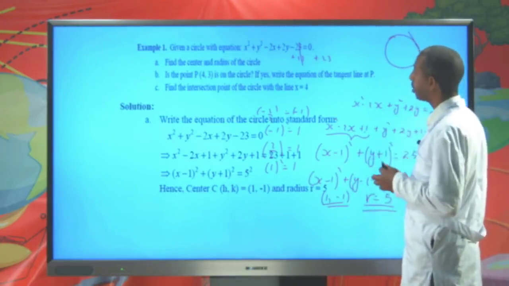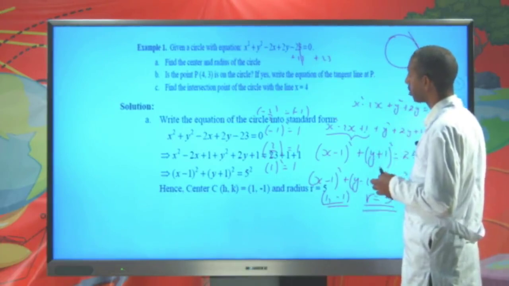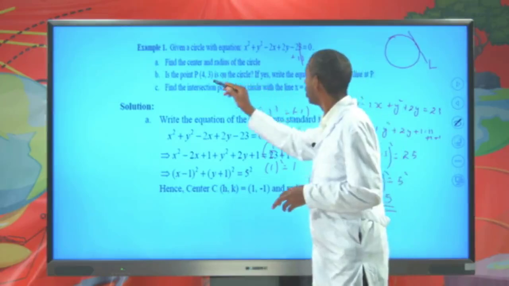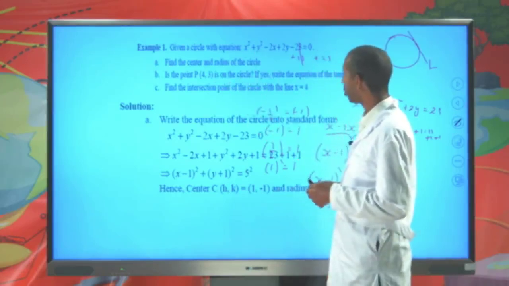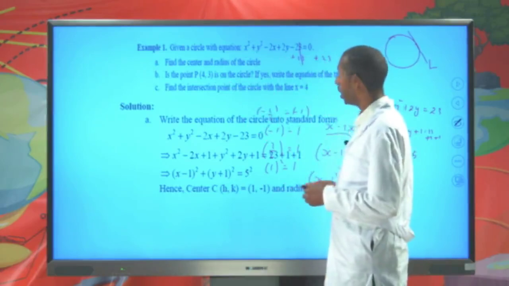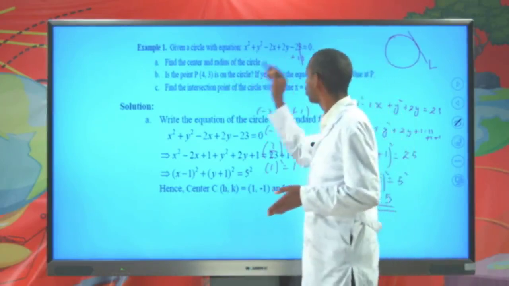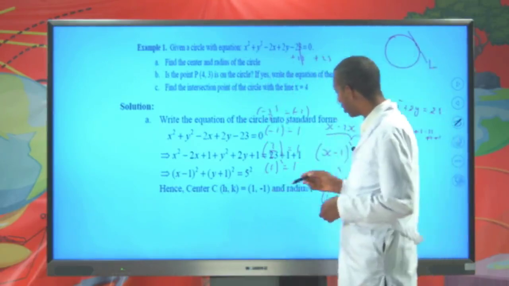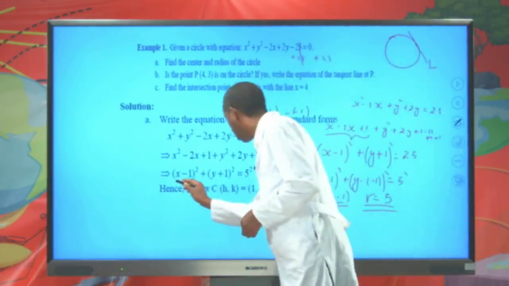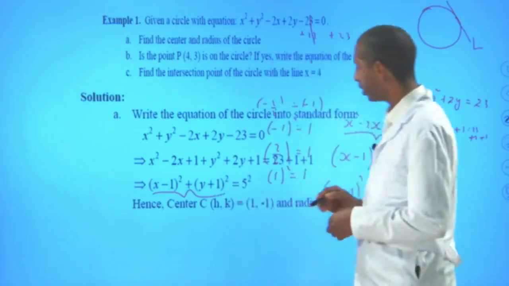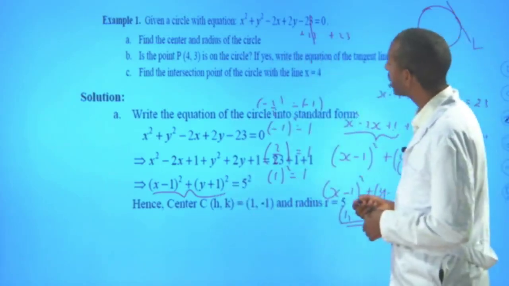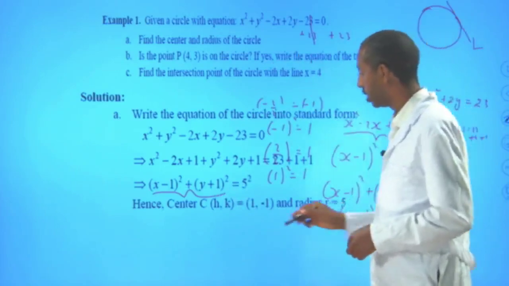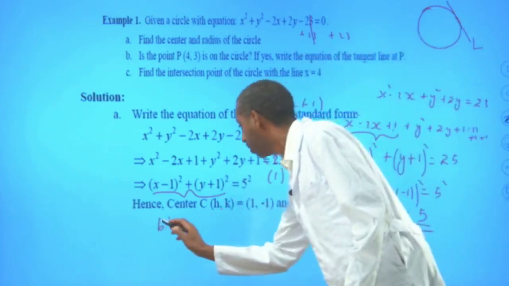First, let's check whether the point (4, 3) is on the circle or not. We may do it in different ways. You may substitute the numbers in the given equation. If you get a true statement, the point (4, 3) is on the circle. For example, if we use the standard form and substitute (4, 3) in this equation.